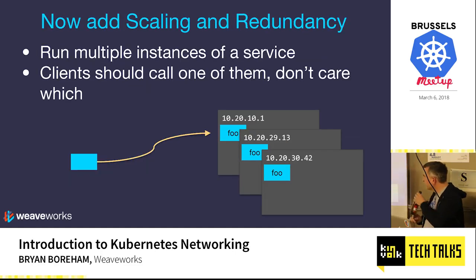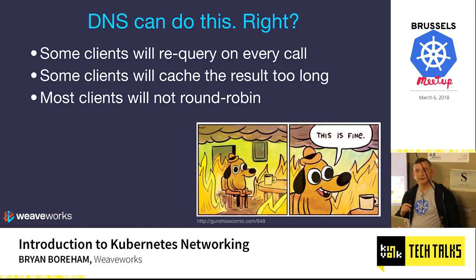Now, add scaling and redundancy. So we've got not just one of these things, we've got multiple running. And so we set ourselves a basic requirement. When I'm calling into this thing, I want to hit one of the endpoints, and I don't care which one, because they're all replicas for redundancy or failover or scaling or whatever reason I did that. So that's my basic requirement. I'm going to call one of these things, I don't care which one. DNS can do that. Who thinks DNS can do this? Even though I've got a slide up that says it can't.